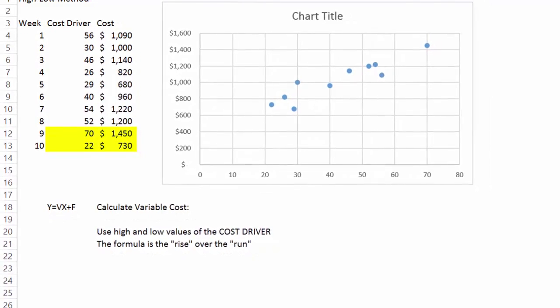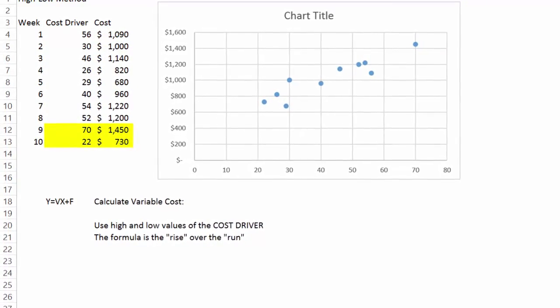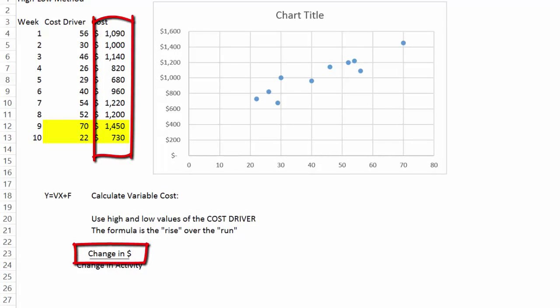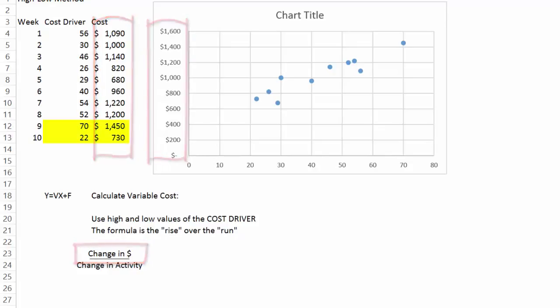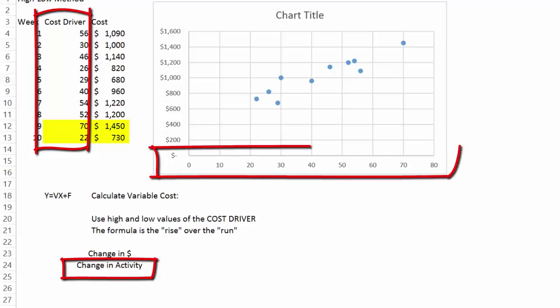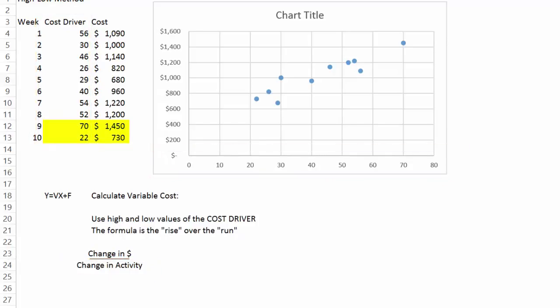And then the formula is rise over run. And when we talk about rise over run, we're talking about the change in dollars, or the change in the y-axis, over the change in activity, or the change in cost driver, the change in the x-axis. And so in this particular case, we're going to have 1450 minus 730 over 70 minus 22. Let's see what that looks like.